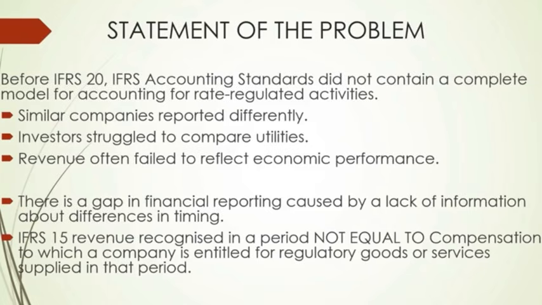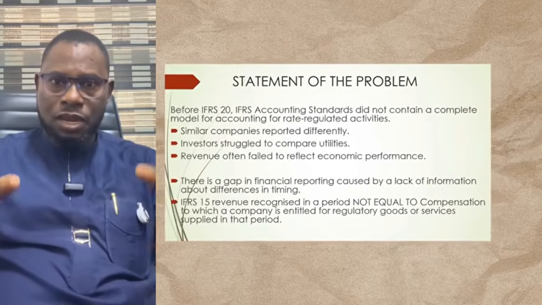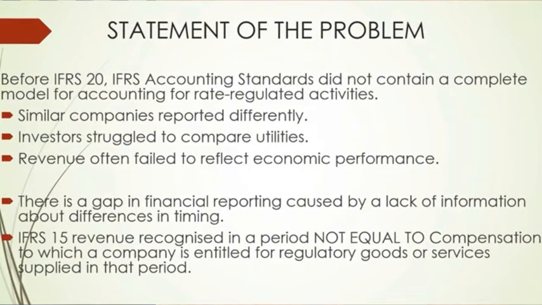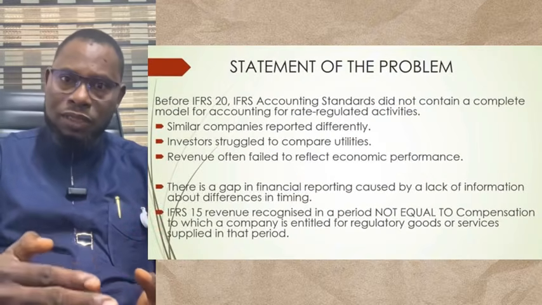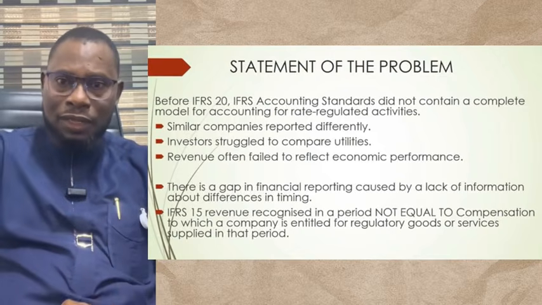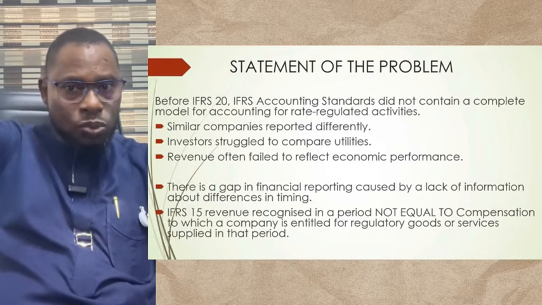So there's a gap in financial reporting caused by a lack of information about differences in timing. What do I mean by differences in timing? Now, a company could supply services of, let's say, 100 million to customers, but to collect that revenue in that period, the regulator may say, okay, you can only collect 70% of it. You are not permitted to collect it all. You can only collect the balance in the next year, or maybe in 2 years from now.